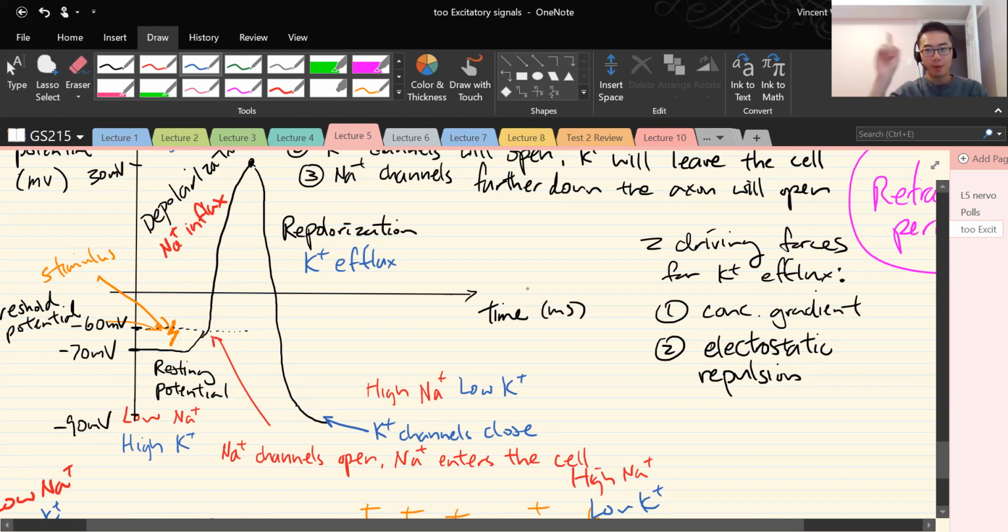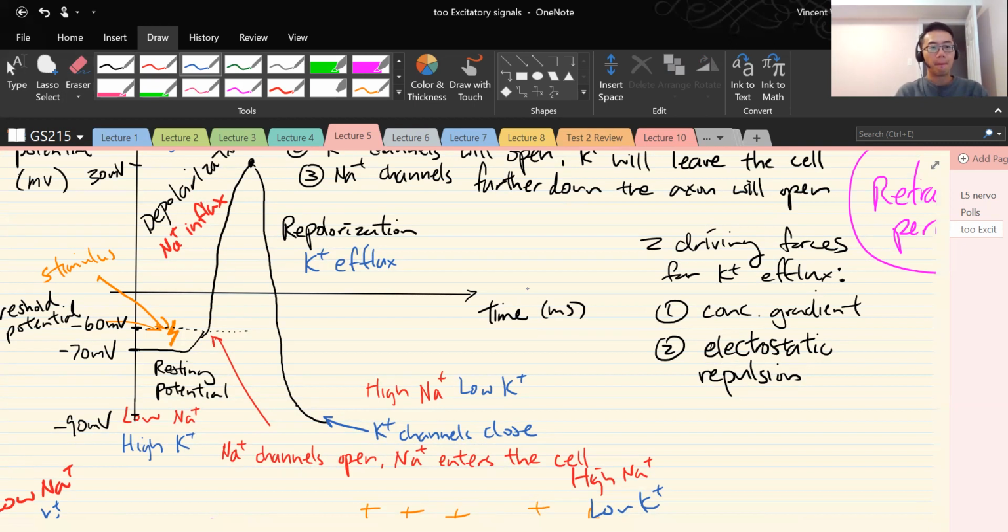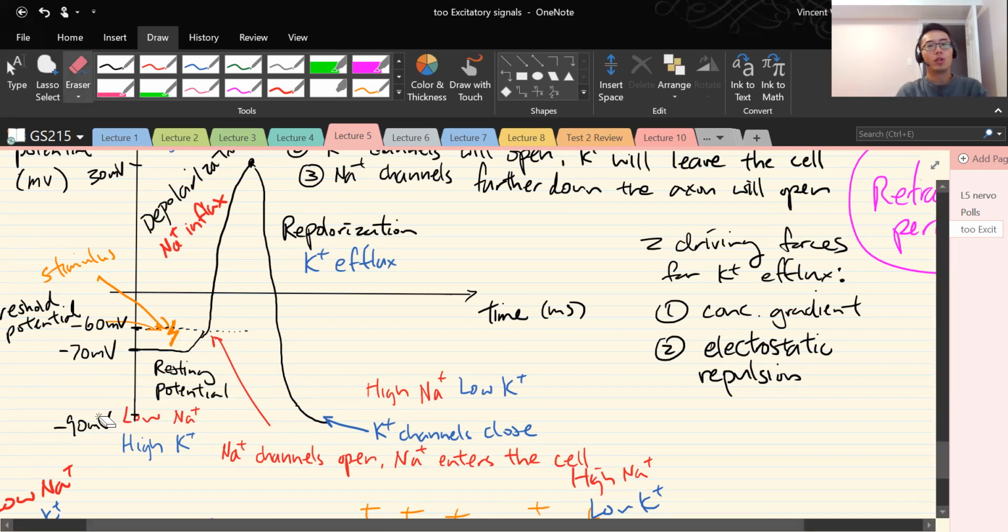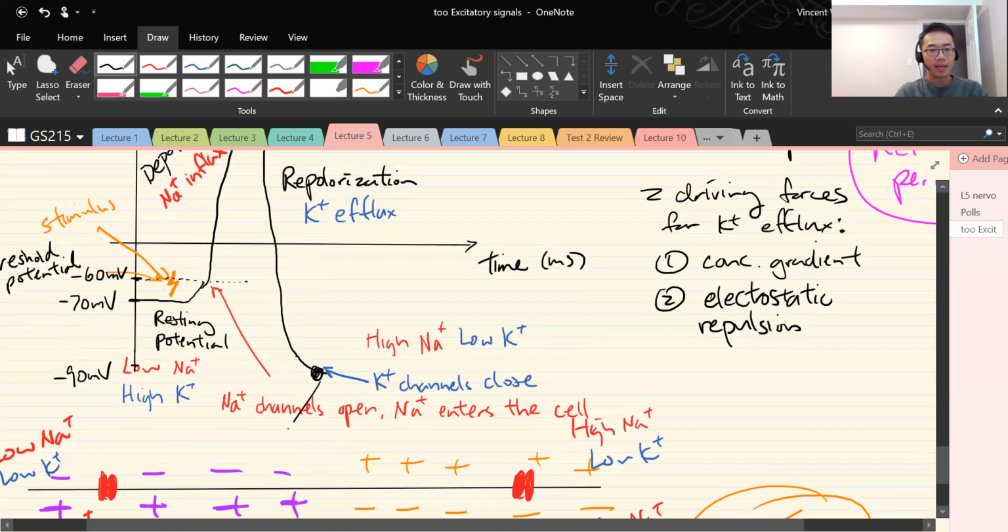Number one, we are sitting at minus 90, which is more negative than resting. Okay, so we call this point hyperpolarization. Okay, I am very sorry for the mess. The recording is probably a little bit better. Hyperpolarization. Okay, we are too negative. That's basically what it means. Hyperpolarization. So that's problem number one.